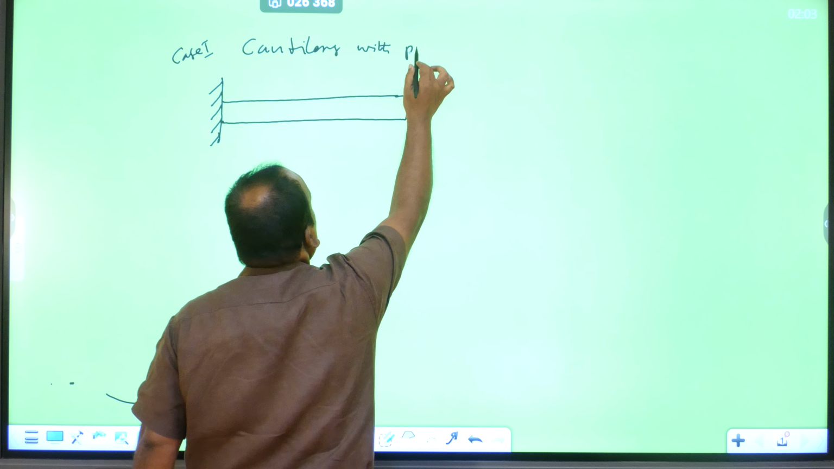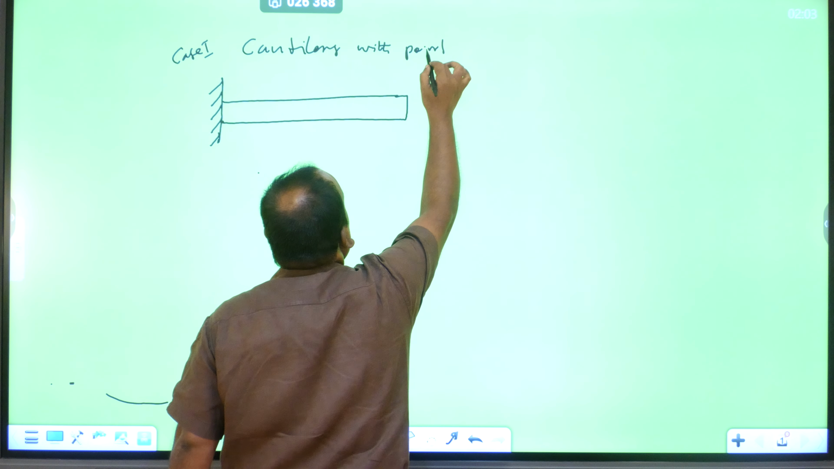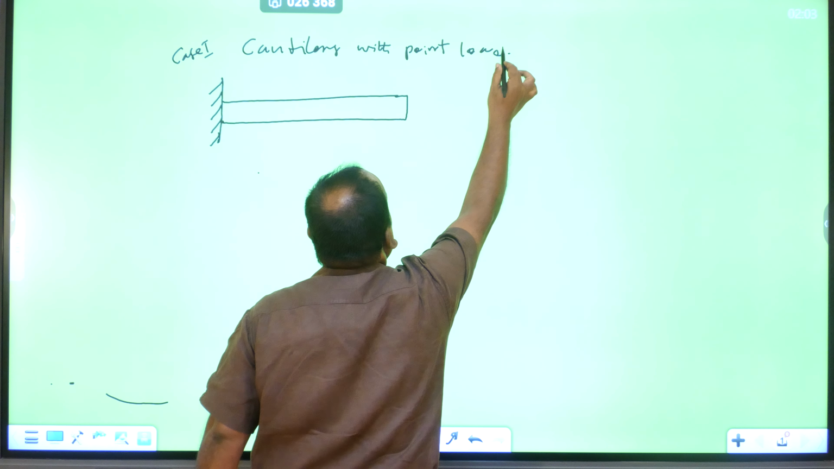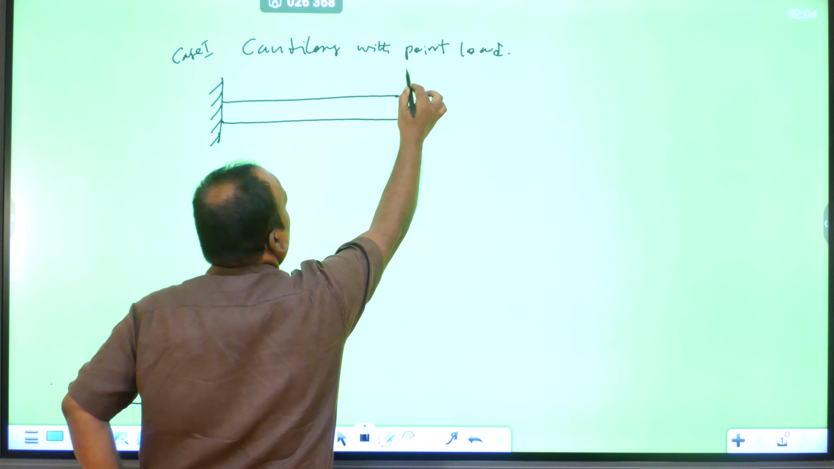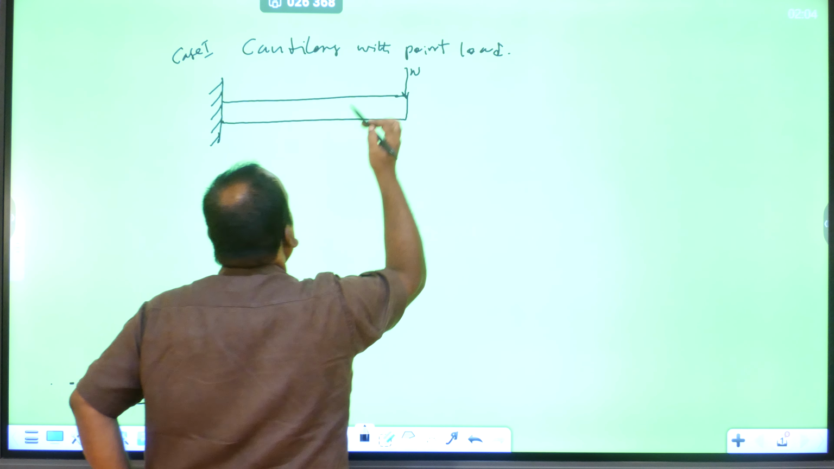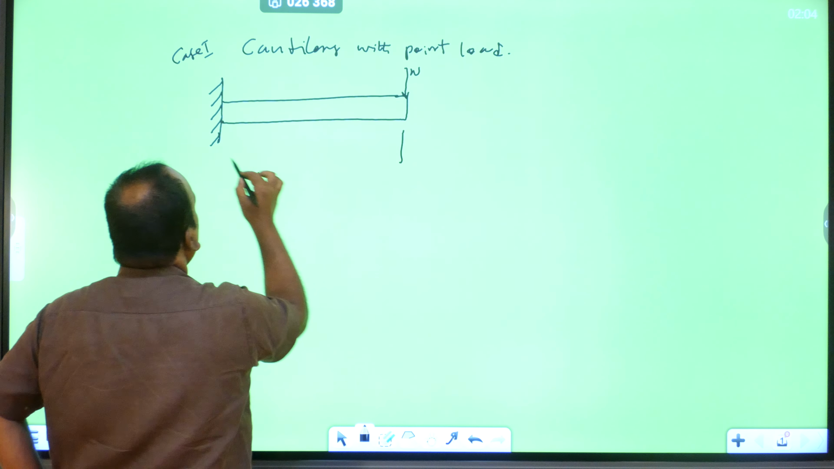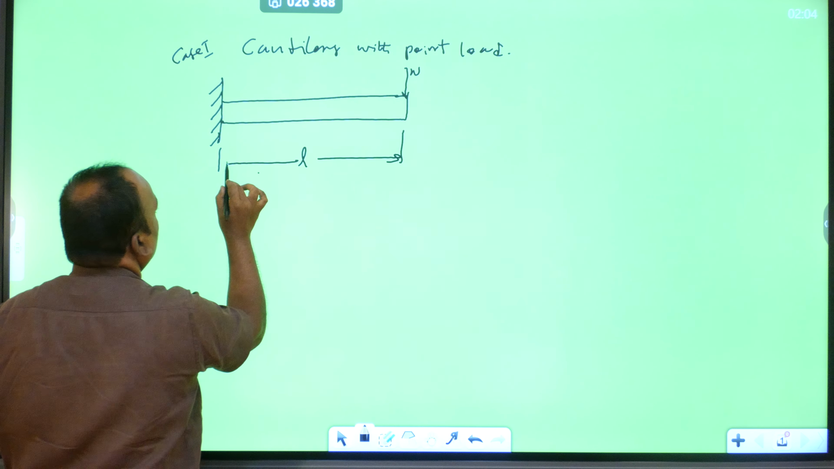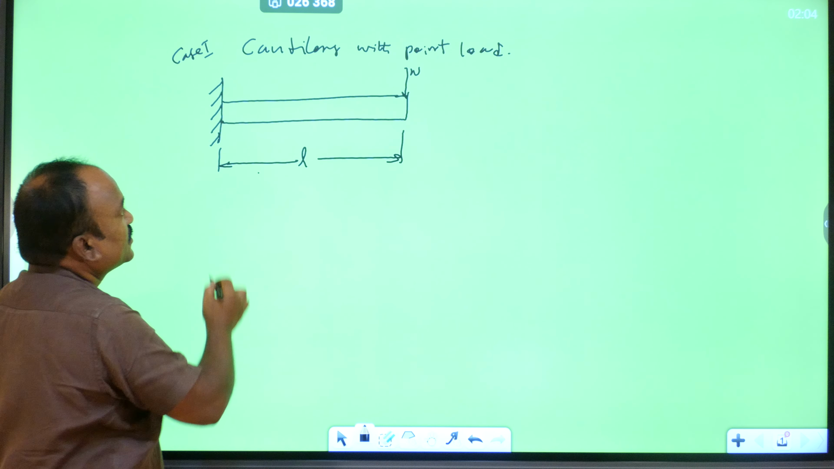Cantilever with point load. This is the cantilever, the point load is here. The point load value is W. The length of the beam is small l. The fixed end is noted as A, and the free end is B.